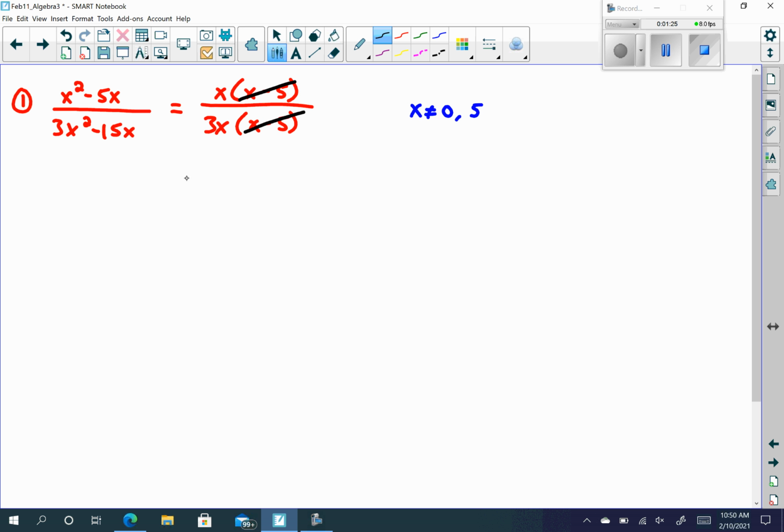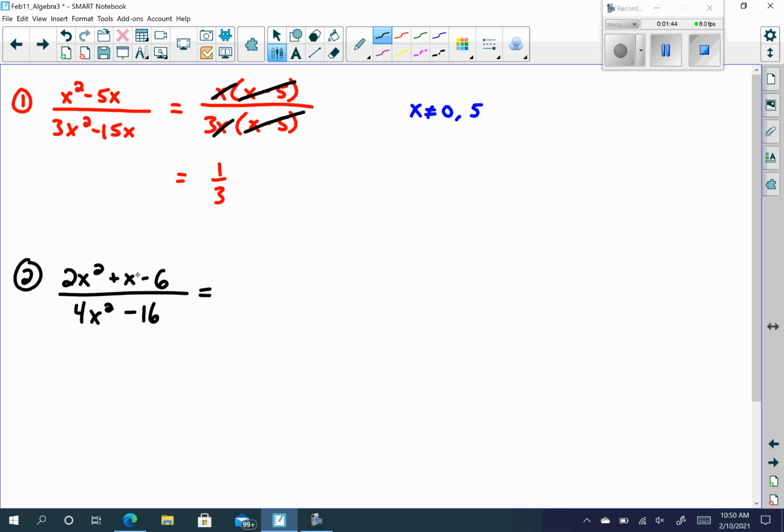X minus 5 is our perfect match. They cross out. So do these x's. They're monomial x's. So really what we have in the numerator is a 1 over 3. Number 2 is another single fraction. All we have to do is factor.